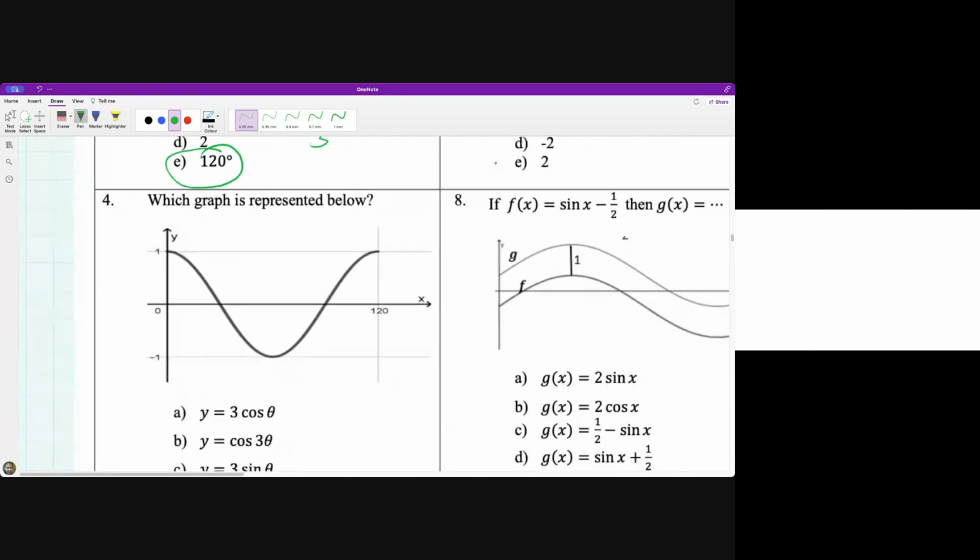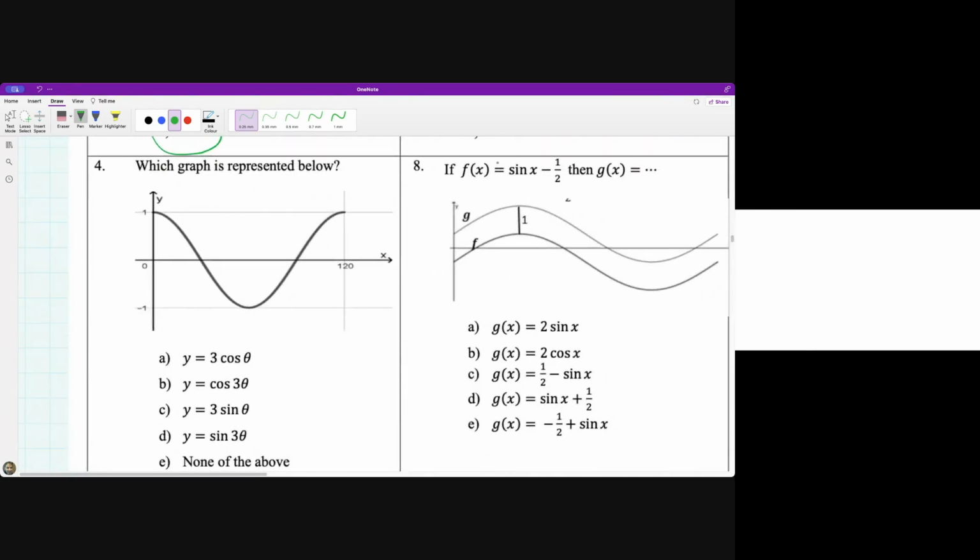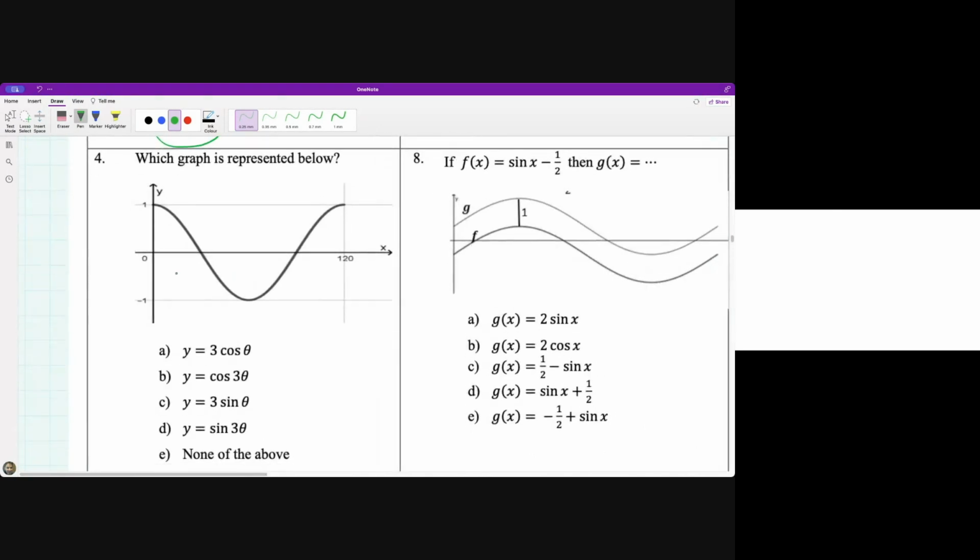Okay. Which graph is represented below here? So I'm doing number 4. I just can't exclude number 8. Which graph is represented here? What should we be looking for with these trig graphs? I see that the highest it gets to is 1 and the lowest is -1. So that should help me know what has changed and what stayed the same. I only see 0 and 120. So that also must tell me something.